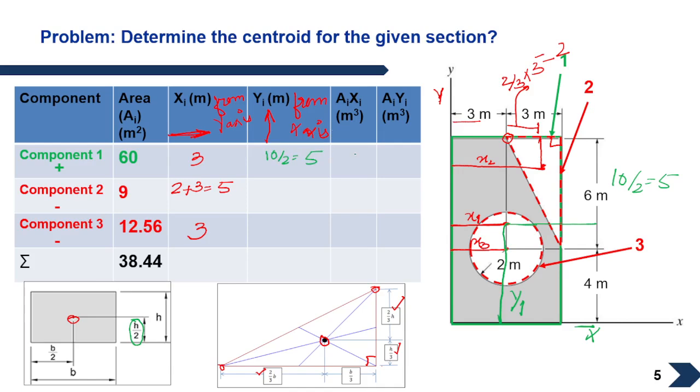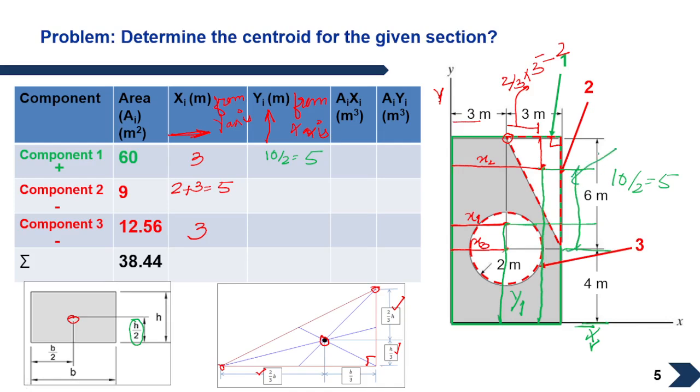Similarly for this, it should be measured vertically from the x-axis. This is my x-axis. From here I have measured, so I need to know this distance. This distance I already know: it is 4 meters from here to here. We need to know this distance. This total distance is 6 meters for this triangle.